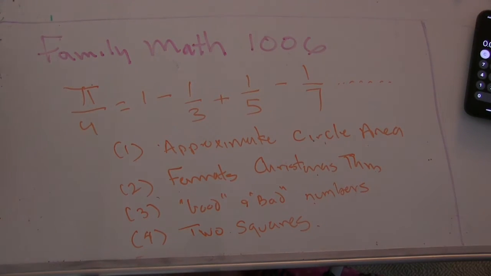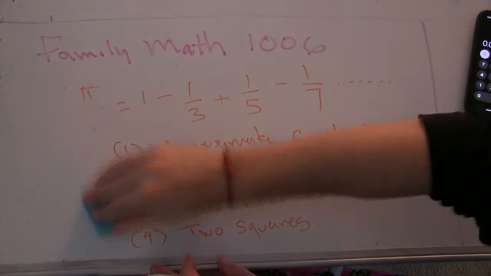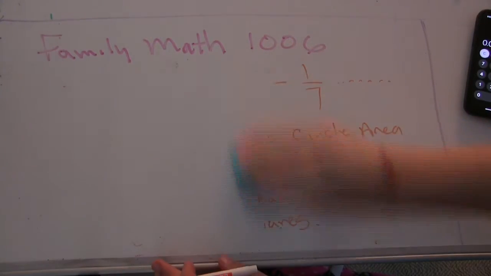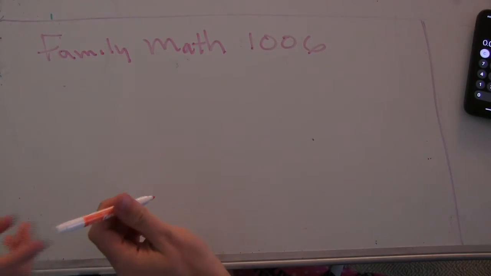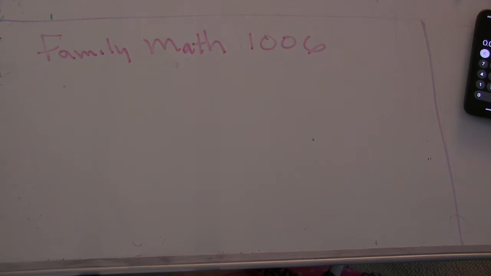Alright, we just have to remember the good and bad numbers. Okay, so what do we got here? What was his approach to approximating the area of the circle here?